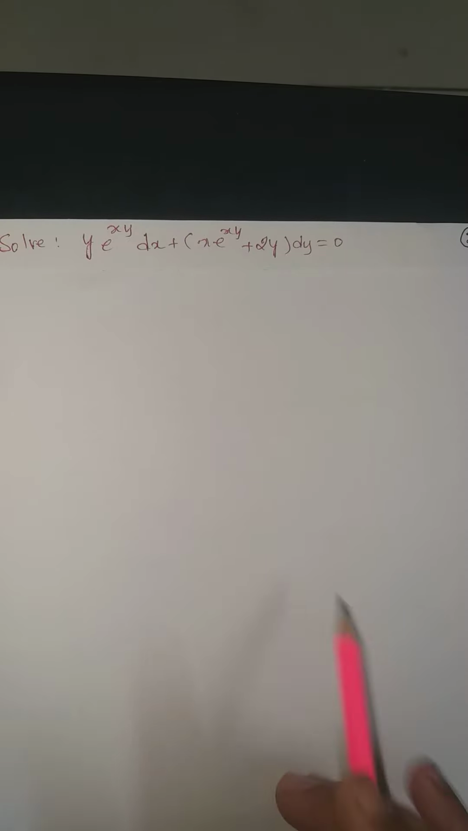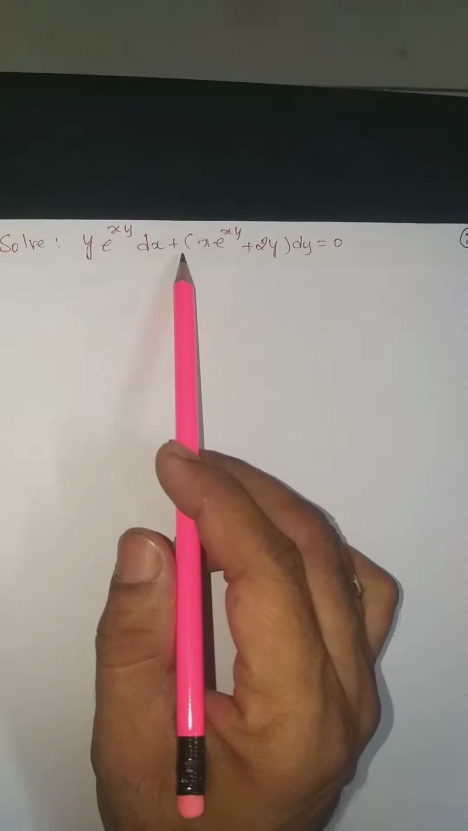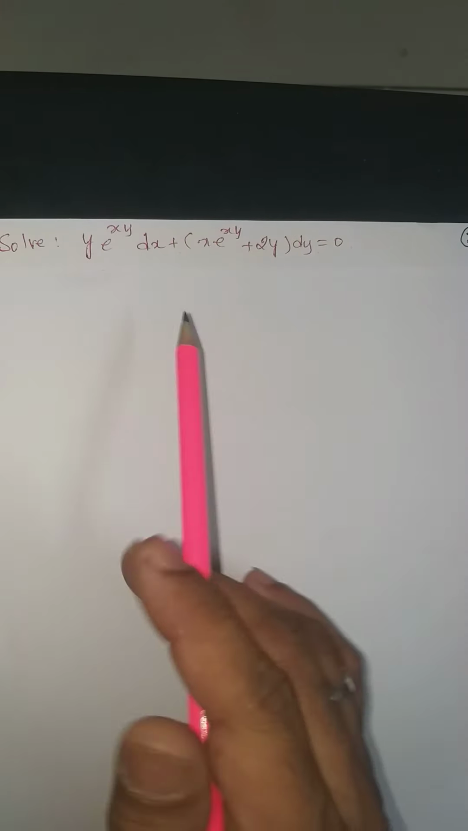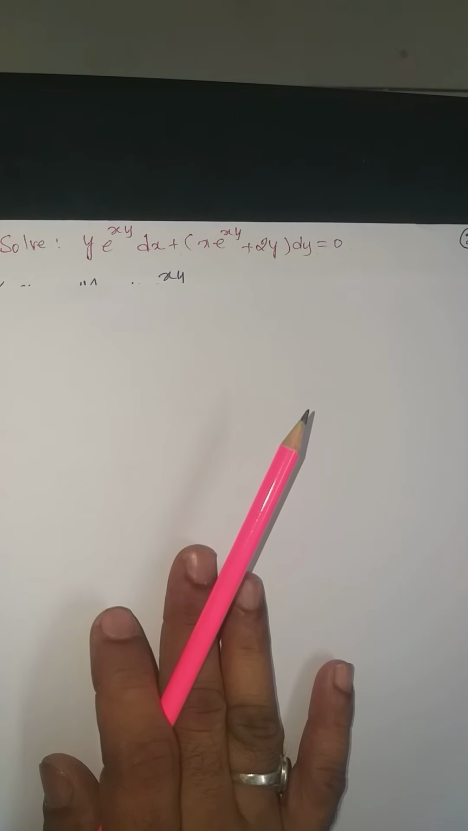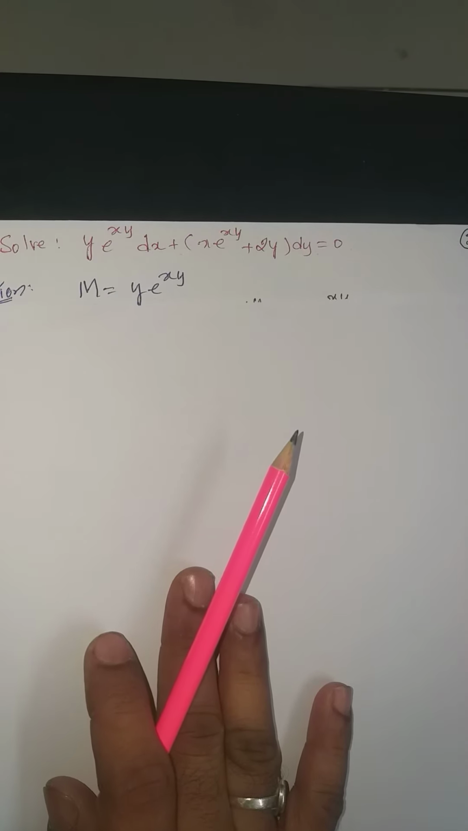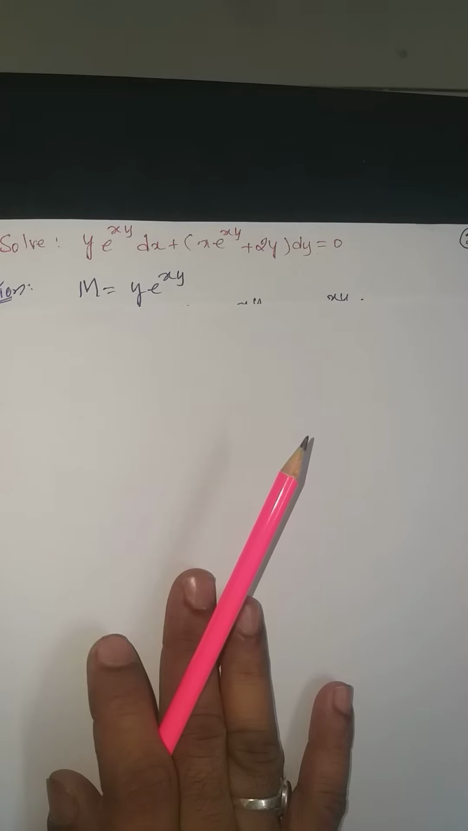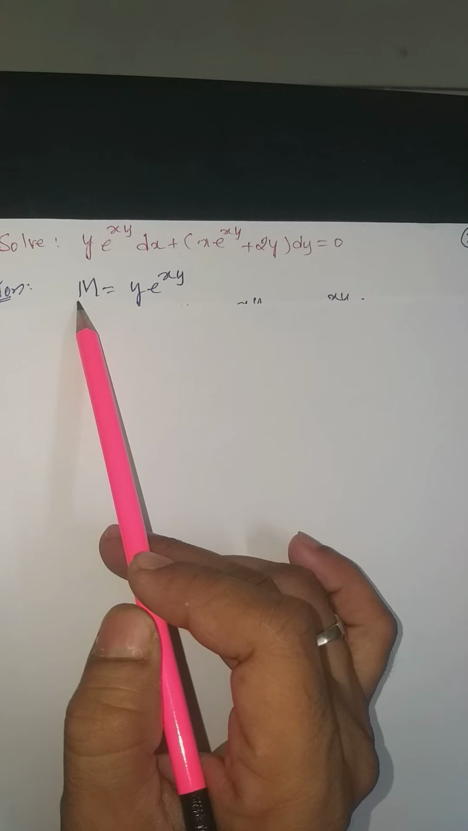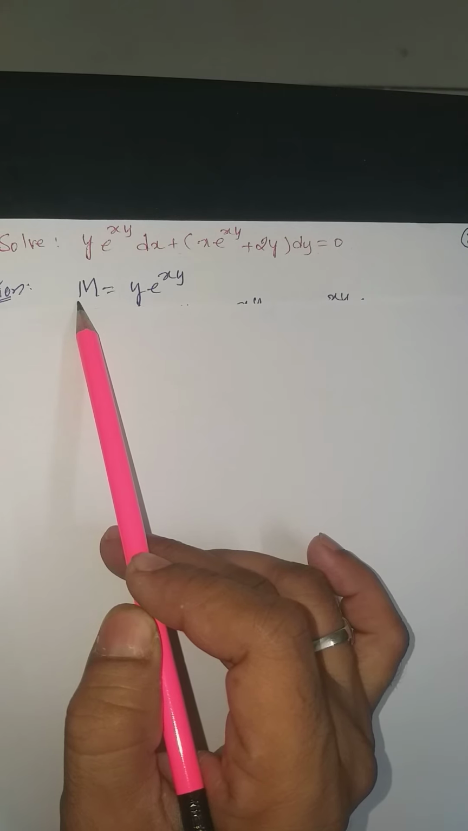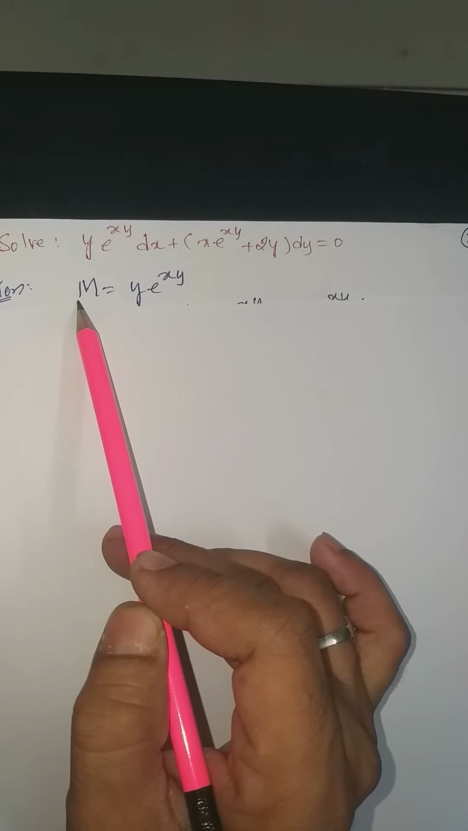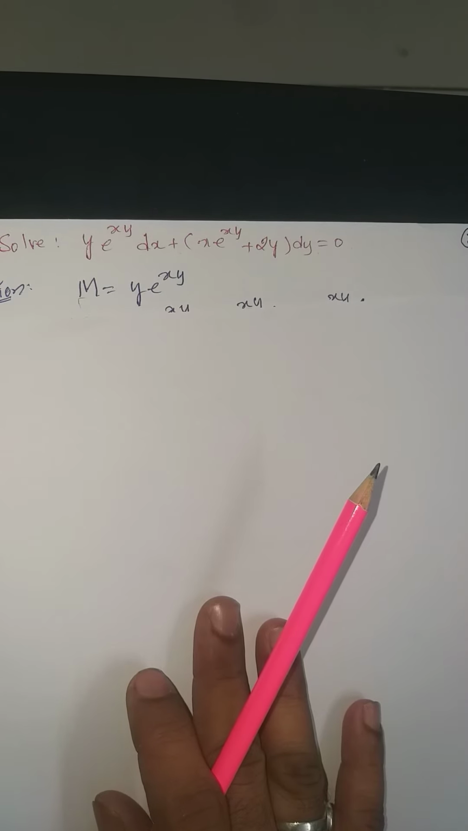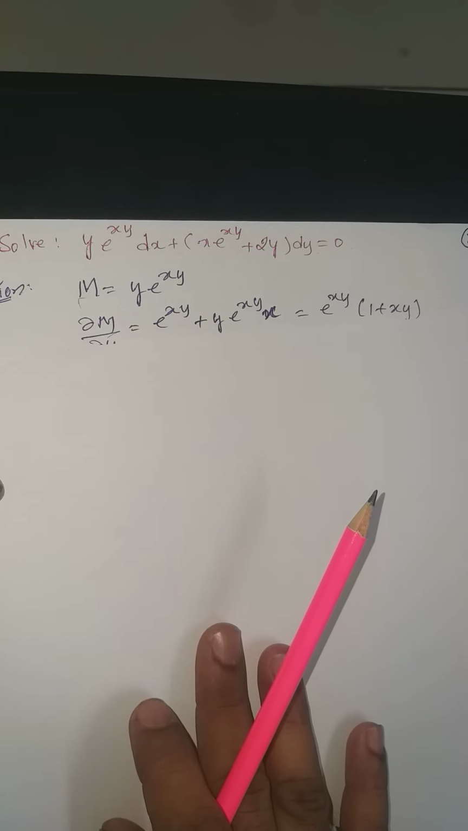This is of type M dx + N dy = 0, where M and N are functions of x and y. Now to check the condition for exactness, we will differentiate the coefficient of dx, that is M, with respect to y. So we will consider M here. M is y e^(xy). Therefore differentiating partially M with respect to y, what we will get here?